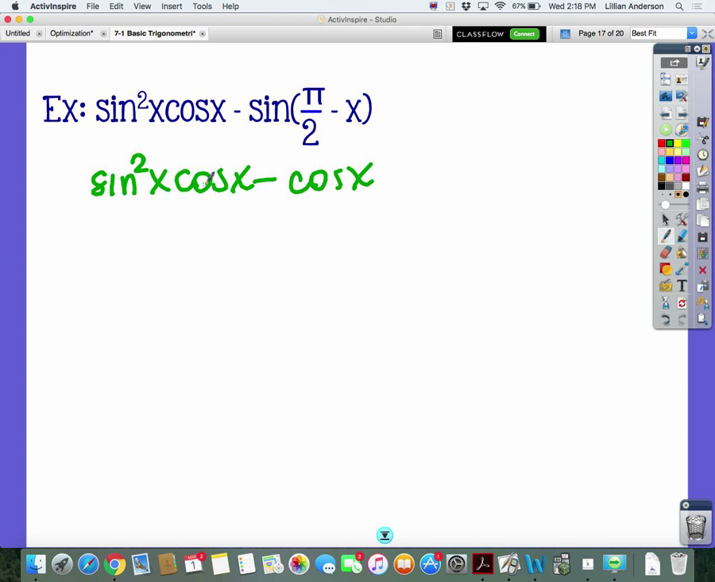Take out cosine. You could turn this into 1 minus cosine squared x, but then I heard something else in this area. You take out cosine. These terms have a cosine in common. Factor those out. Yeah, for sure. Now, what Savannah said versus what Nicholas said, we can still get the same answer. There's not one set way to simplify these. Okay?